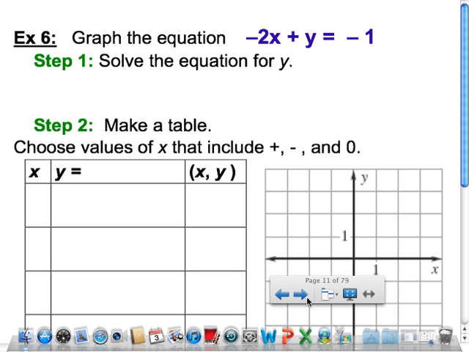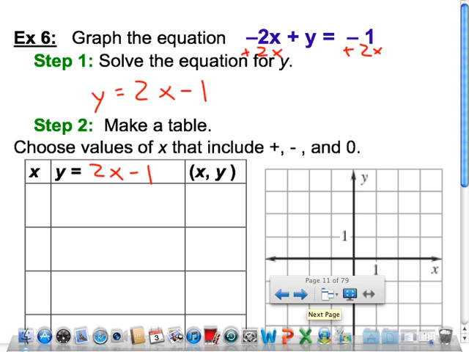Okay, graph the equation. The first thing we're going to do, you could do it a few different ways. The easiest way is to get y by itself. So add 2x to both sides. This is why we spent time last chapter talking about this. So y equals 2x minus 1.